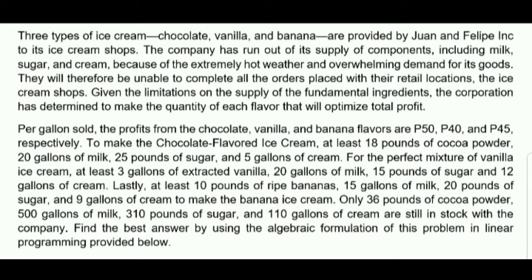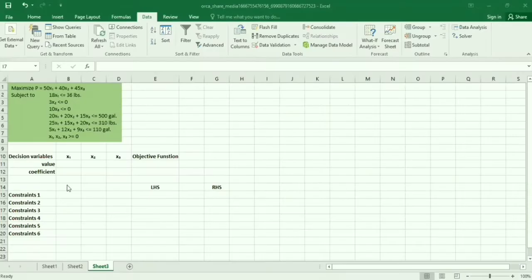So, the given problem is this. Here is the objective function, where the variables x sub 1, x sub 2, and x sub 3 stand for chocolate, vanilla, and banana. We are asked to optimize this function subject to these constraints: 18x sub 1, 3x sub 2, 10x sub 3, 20x sub 1, 25x sub 2, and 5x sub 3.